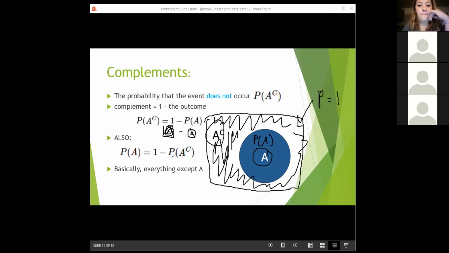And then you can also do, like I said, another algebraic manipulation of the same equation. We're just changing it up to find our probability of A. If we're only given our complement, then you could just do 1 minus the complement. So that would be 1 minus all of this other stuff that's not our probability of A, and that'll give you the probability of A. So yeah, everything except for A.